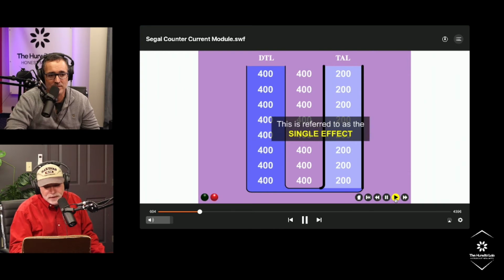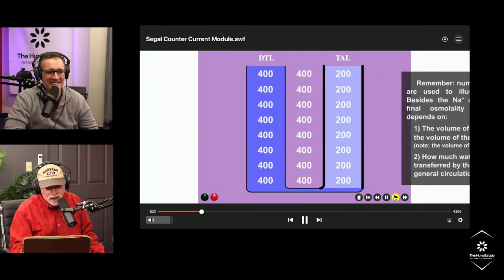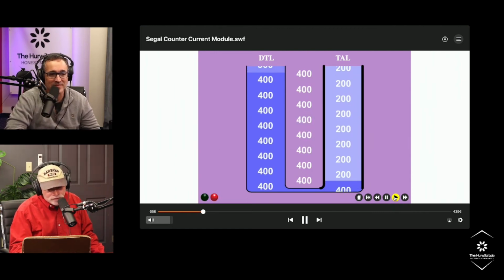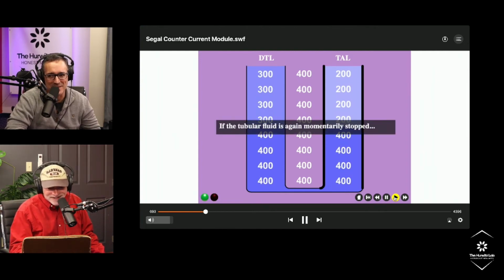Now they're good about this: remember, this is just principle. An animation. It's a cartoon. Now what they do is they say, fine, now we've done this once. Now let's move fresh fluid. So they bring in fresh isotonic plasma, ultrafiltrate.